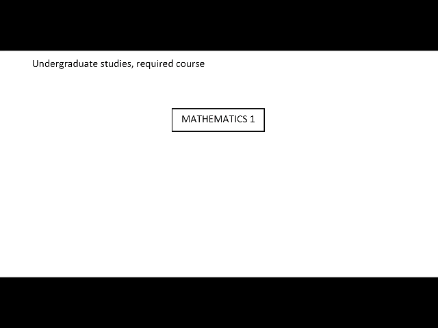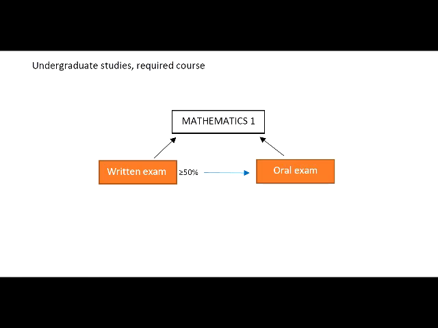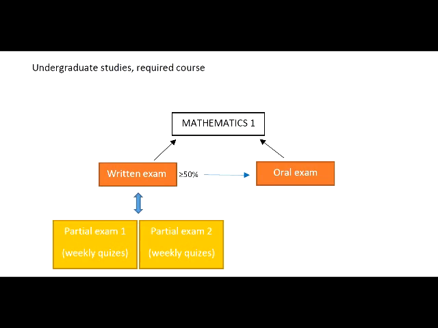Here at the Faculty of Civil and Geodetic Engineering, at the University of Ljubljana in Slovenia, first-year students must take Mathematics 1. Now, to pass the exam of Mathematics 1, they first have to pass the written exam, which has more practical questions. And then after they pass this one, they have to pass the oral exams with more theoretical questions.